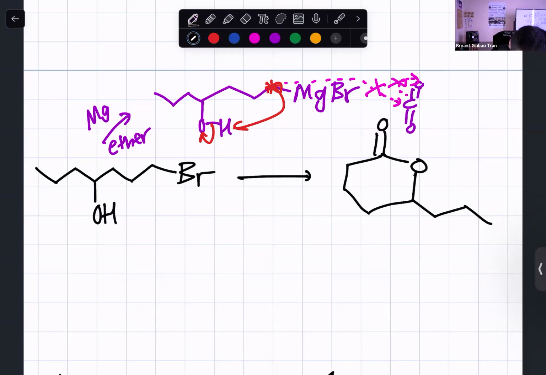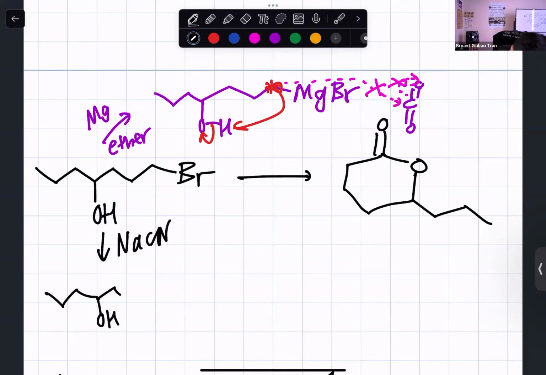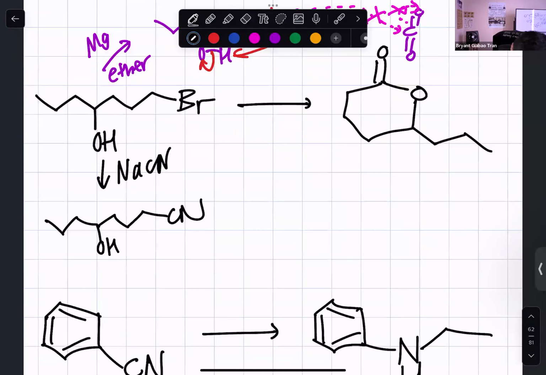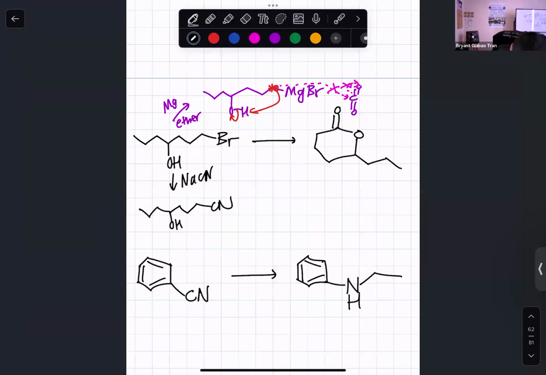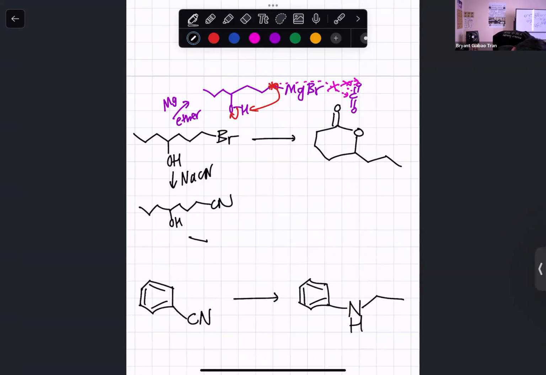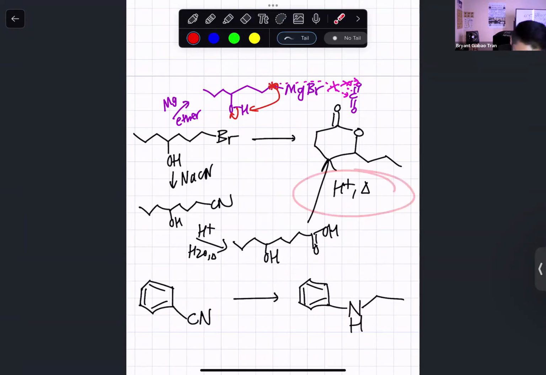What we have to do is hydrolysis of nitrile, where the first step is to do SN2 reaction, substitute the Br with the CN, and then we do hydrolysis of the nitrile with acid, water, and heat to get the carboxylic acid. And then from this carboxylic acid to the final product, we use acid and heat. Intramolecular Fischer esterification.